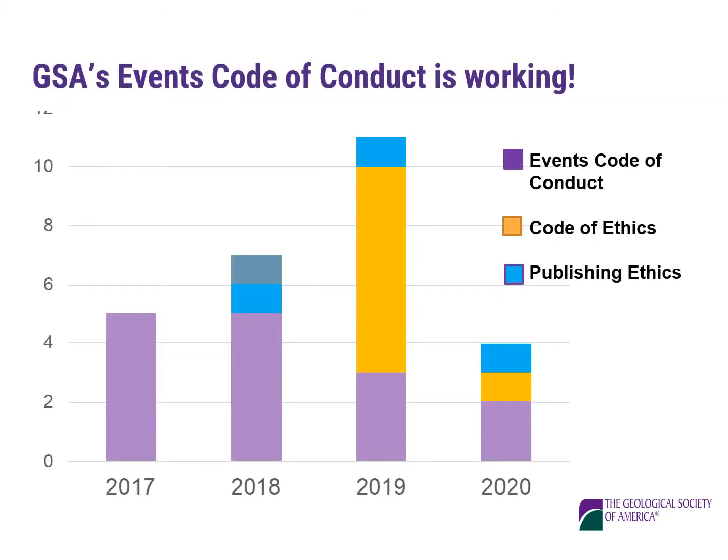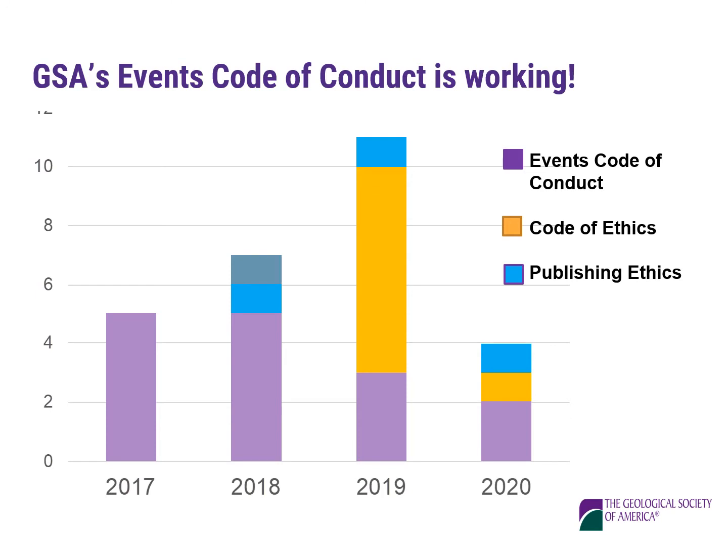Here's some context before we dig into the Events Code of Conduct. The purple bars on this chart show all of the Events Code of Conduct complaints and concerns that have been filed since 2017. The yellowy orange bars show complaints and concerns filed under the Code of Ethics, which was implemented in 2019 and applies to GSA members. Our evidence shows that the code is really working.